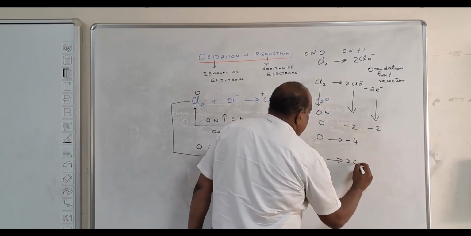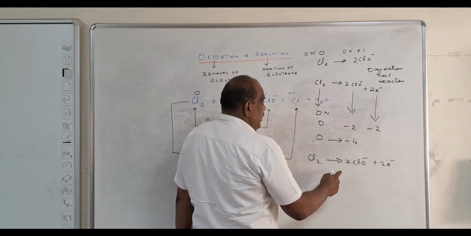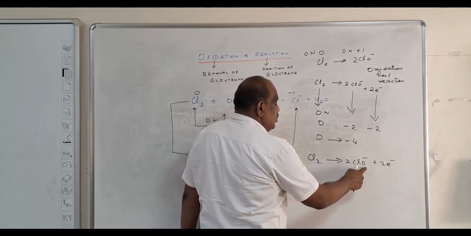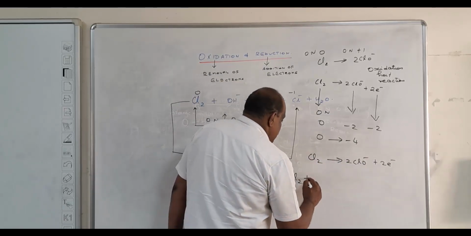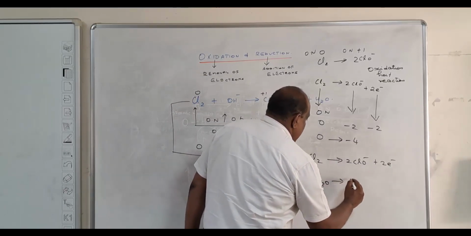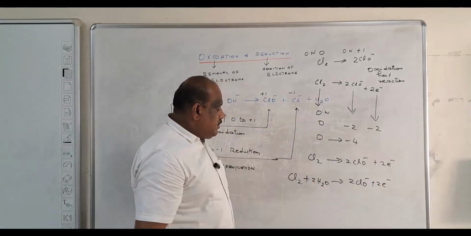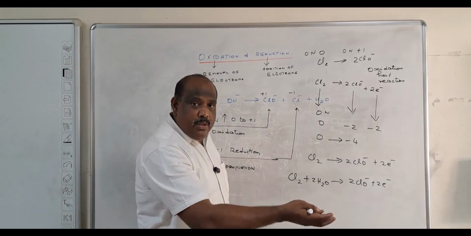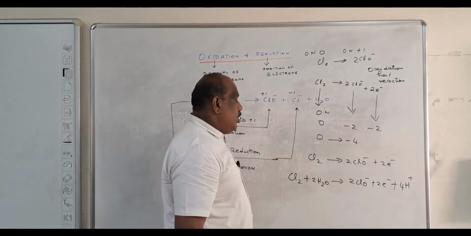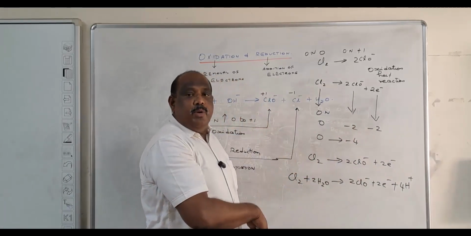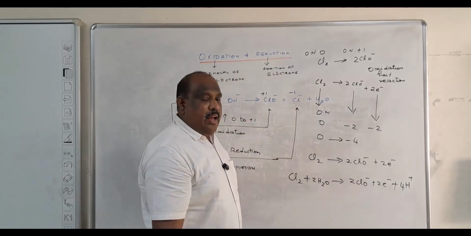Cl2 becomes 2 ClO minus plus 2 electrons. Here we can see there are 2 oxygen atoms. In order to balance the 2 oxygen atoms, we have to add 2 water molecules, as we have seen earlier. So 2 H2O, Cl2 becomes 2 ClO minus plus 2 electrons. Now how many hydrogen atoms are there? 4 hydrogen atoms. So I have to add 4H plus on the right hand side. Oxygen atoms are balanced by adding water molecules, and hydrogen atoms by adding H plus in case of acidic medium.